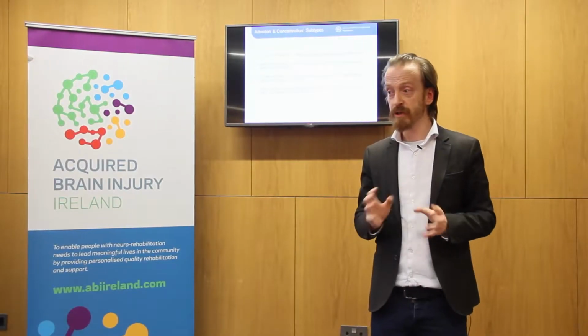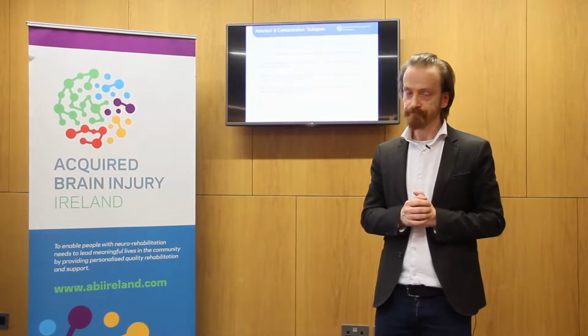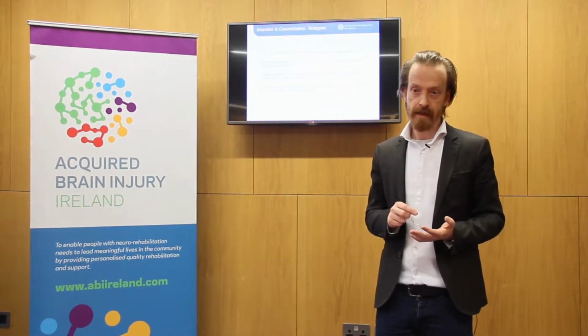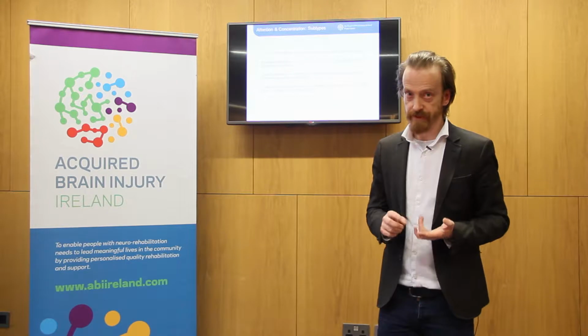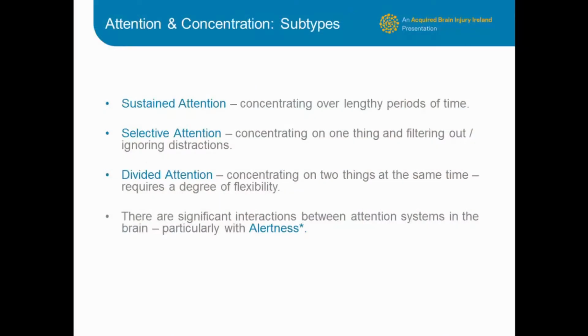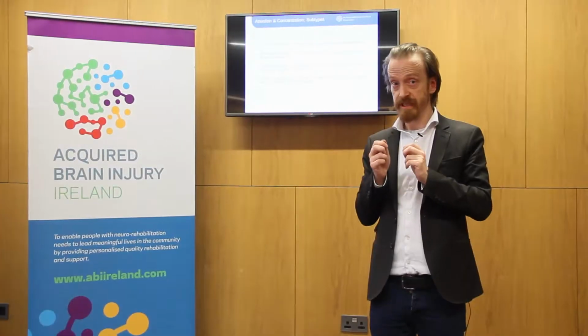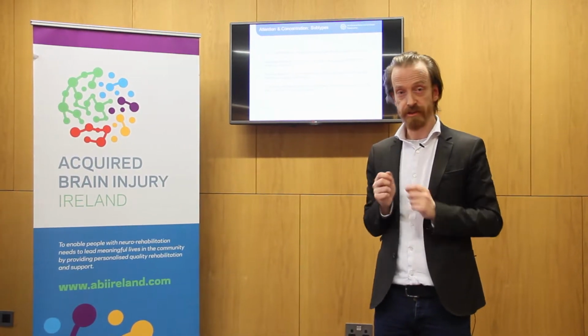So the first of those three is attention and concentration. When we talk about that area, we're talking about a number of different things: sustained attention, selective attention, and divided attention. Sustained attention is your ability to focus on something over a long period of time. Selective attention is your ability to focus on something and then select out distractions that are happening. And divided attention is your ability to focus on two things at once. But really what that involves is a degree of flexibility, because you're switching between the two things you're focusing on.